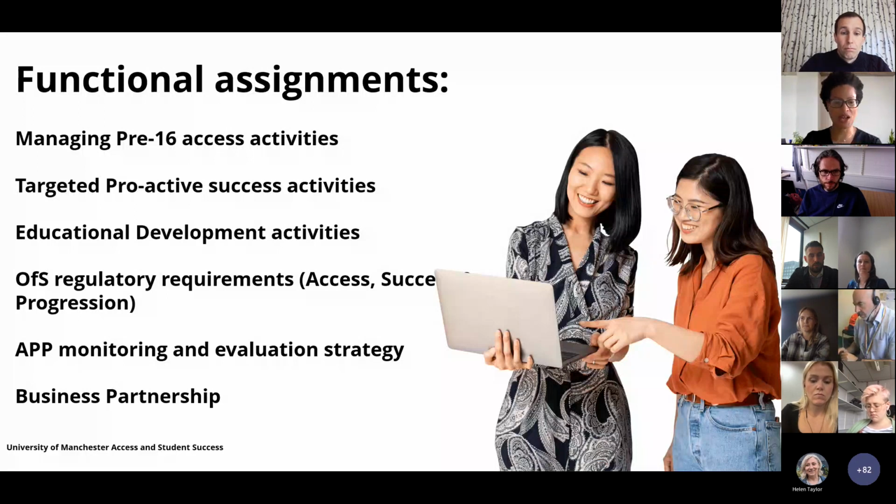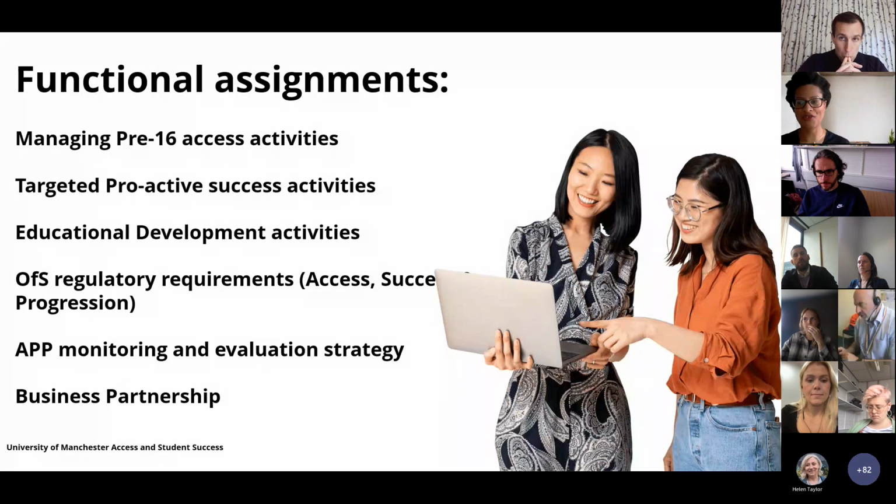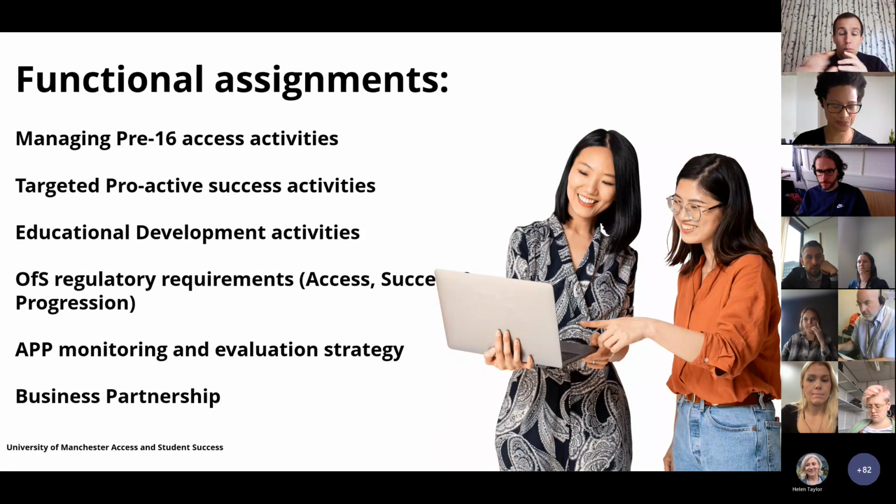So alongside that, we have a monitoring strategy for our APP. So the APP is the document that sets out how we as an institution are addressing gaps for specific groups of underrepresented students. And in order to do that, we are required to actually monitor our progress and to evaluate our strategy. And we are very, very lucky to have here something that not all providers have, and that is a monitoring and evaluation team.